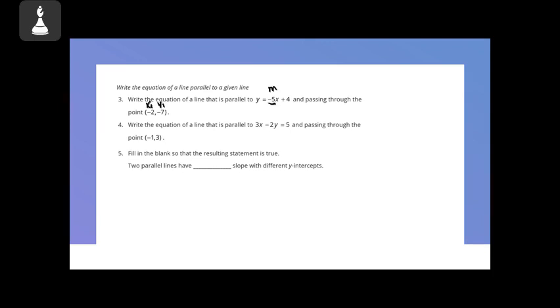So we can go right to our equation, y minus y1, negative 7, equals slope, negative 5, open parentheses, x minus x1 is negative 2. Remember that two negatives make a positive, and then we're going to distribute the right side. So y plus 7 equals negative 5x minus 10.